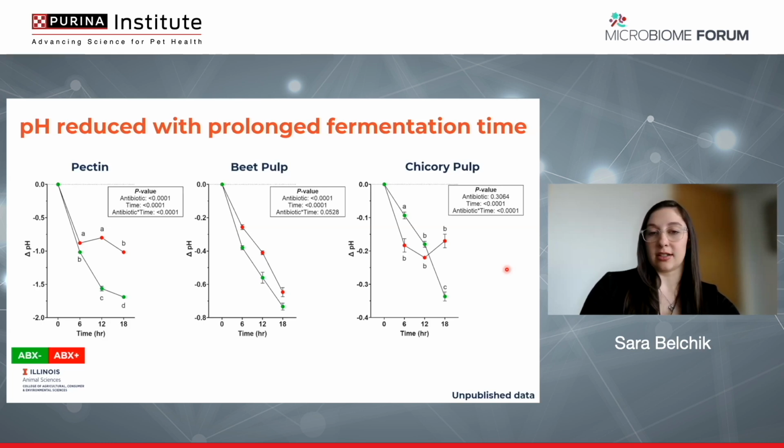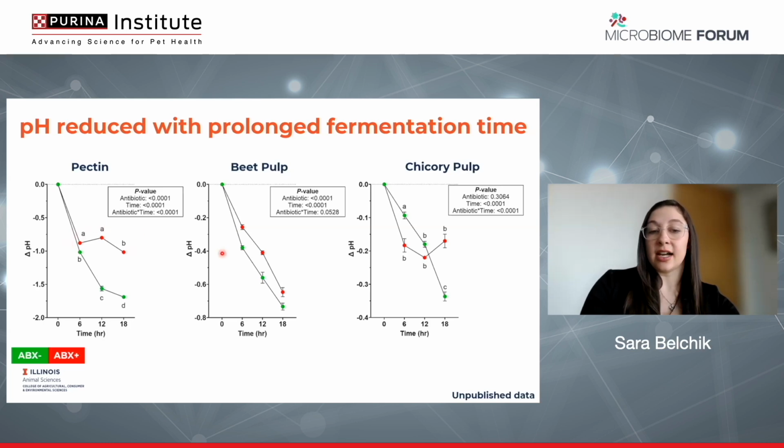And that was observed across all of our substrates. For the purpose of discussing some of the data here, I'm going to present our fermentable substrates, including pectin, beet pulp, and chicory pulp. To orient you to how things are designed here, our green samples are our pre-antibiotic condition samples, and the red were collected from our post-antibiotic treated animals.